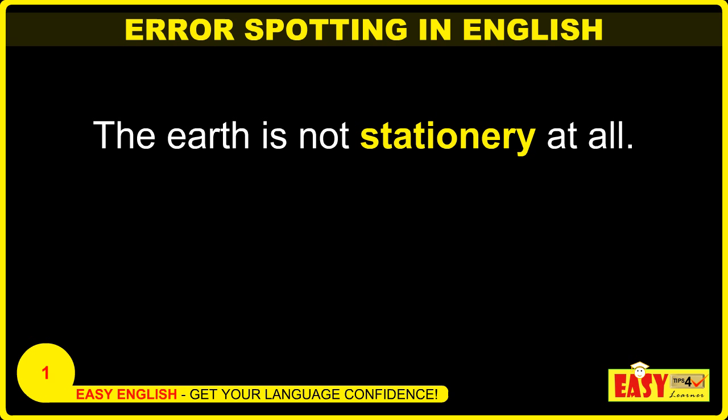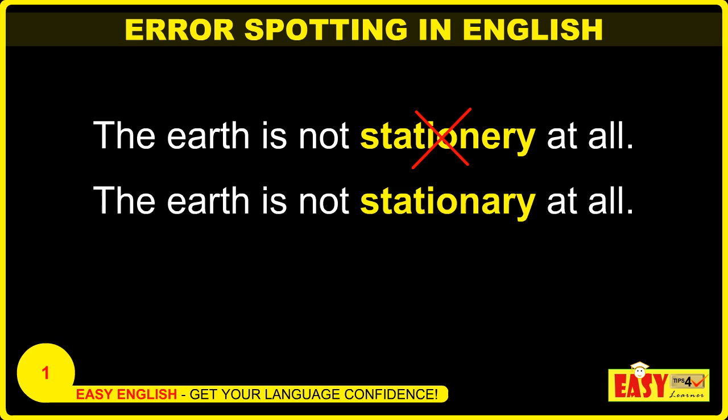The earth is not stationary at all. So how should it be? The earth is not stationary at all. So what would be the right spelling over there? Stationary, meaning that being static at a place. Meaning that the earth is not a stationary one. Stationary denotes the movement. So, what is the movement of the earth? The earth revolves around the sun. So then definitely, the earth is not stationary at all, denoting the movement. So, A-R-Y will be the right usage of stationary.